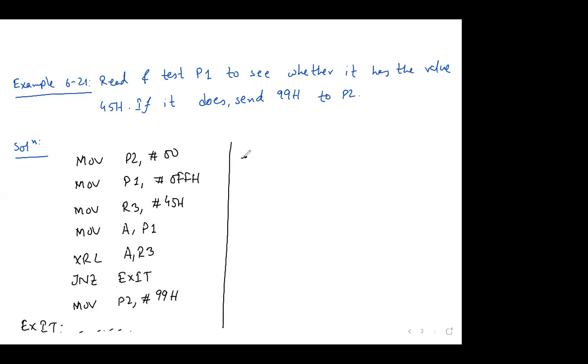This is again from chapter 3. If you see chapter 3, you will see that JNZ means jump if A is not equal to 0. And JZ means jump if A is equal to 0. So these two instructions, JNZ and JZ, always check the accumulator. So be careful about that.